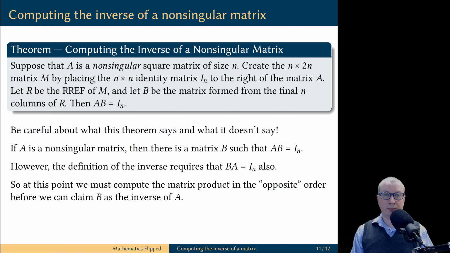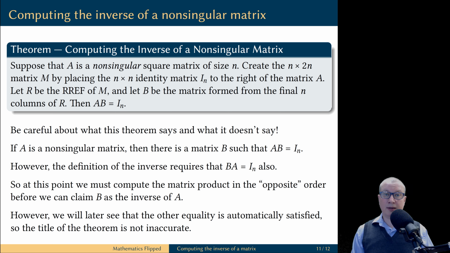And therefore, after you apply this procedure to compute the matrix B, once you have the matrix B, you can simply check by manual computation that the other equality, B times A is equal to the identity matrix, is satisfied. Only then can you claim that B is an inverse of the matrix A. However, the title of the theorem suggests that this procedure does find an inverse of a non-singular matrix A. In fact, this title is not inaccurate. We will soon discover that the second equality, B times A is equal to the identity matrix, is automatically satisfied.